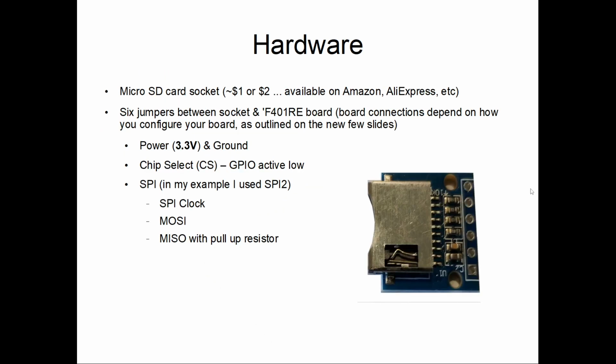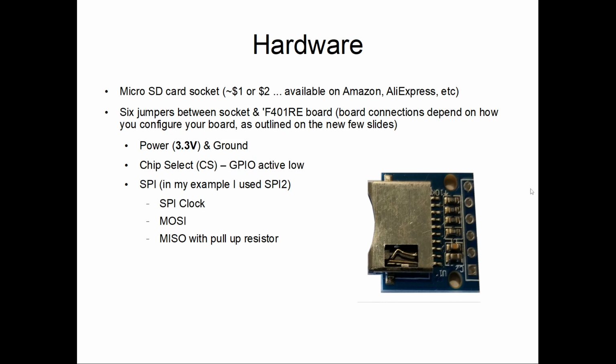So, a socket, I mean, you can buy them for under a buck. If you go to the Far East, if you go to Amazon, they're probably a little more expensive. I didn't really look exactly. This one has 6 connections. It's got power and ground, and make sure you know it's 3.3 volts, so don't apply 5 or you're going to damage stuff. We're going to need a chip select, and that will be an active low signal.